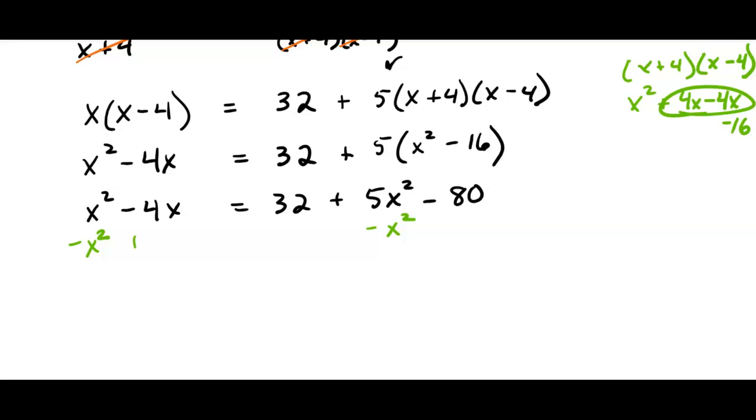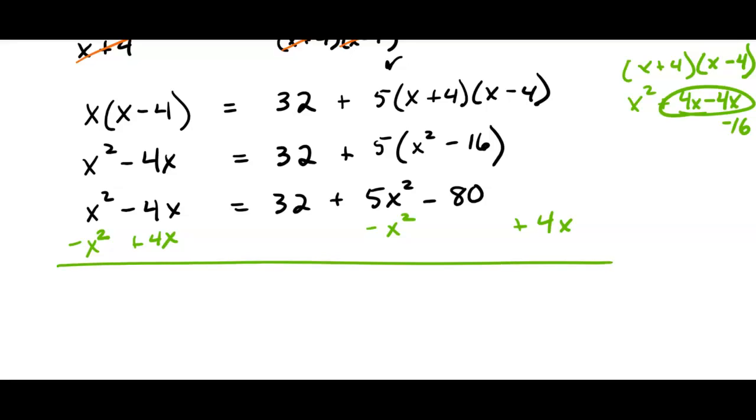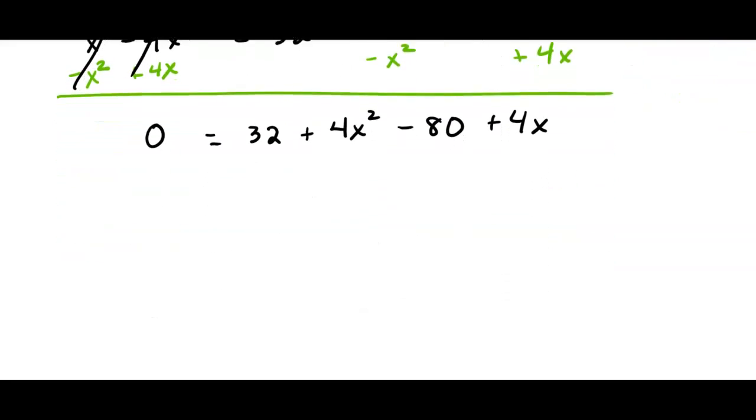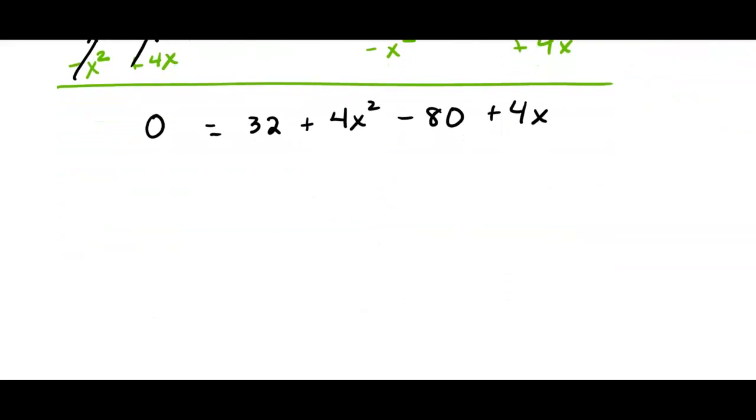Now I'm going to add 4x to both sides. There's no x term over on the right, so I'm just going to throw it in off to the side. All right. Now what do I have? I have 0 here because those canceled out, those canceled out. I have the 32, I'll deal with that in a minute, plus 4x squared minus the 80 plus 4x. Okay. It's a quadratic equation. Hopefully nice things will happen.